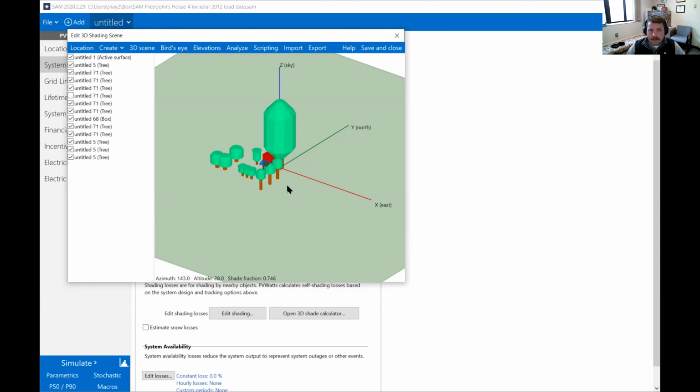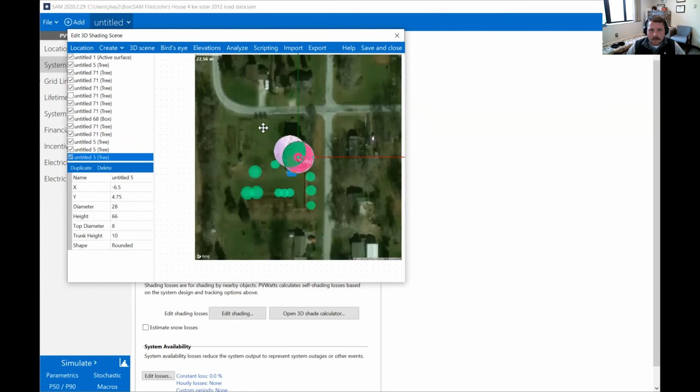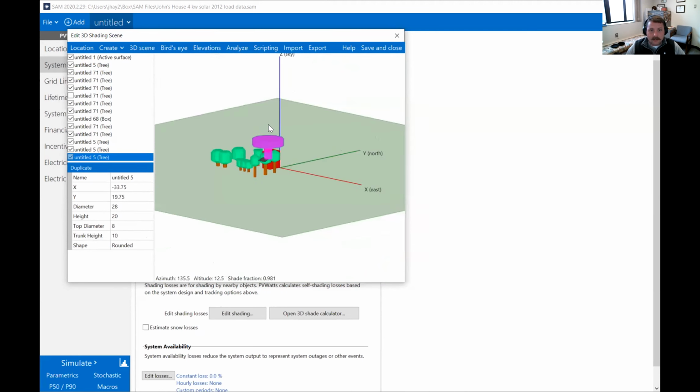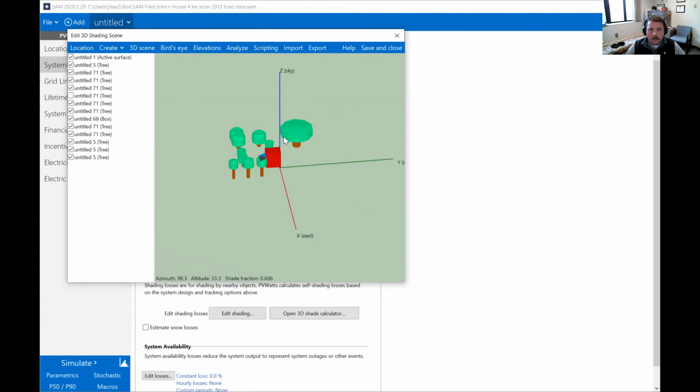That tree is obviously too big, but when I go back to the bird's eye view, I can edit where that tree is by pulling it around. I can edit how tall it is. It's only 20 in height. Its diameter is only maybe 4. I can edit its trunk height too, so let's go back to the 3D scene and see what it looks like. So I got kind of a weird looking tree over there now, but you can edit that tree to be whatever you want.